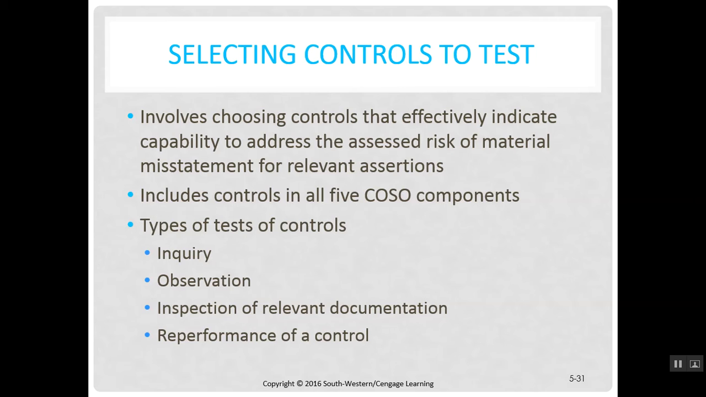Selecting the controls to test involves choosing controls that effectively indicate the capability to address the assessed risk of material misstatement for relevant assertions. So what does that actually mean? It basically means that you don't need to test all the controls that are in place. You're going to identify the controls that are most important and mitigate the risk of material misstatement for the relevant assertions that you're going to be auditing.